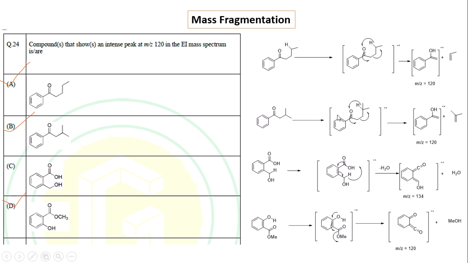Similarly, this compound also shifts a gamma hydrogen atom and produces the same enol intermediate, and it also gives the mass value 120. But here water is eliminated to give the ketene intermediate where the mass value is 134, and in the case of the ester of salicylic acid, it produces the mass value 120 after the elimination of methanol.